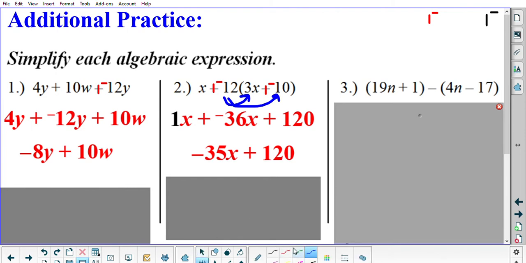Problem number 3. All right, I'm not sure which way you wanted to do number 3. Did you think of it as distributing the minus?